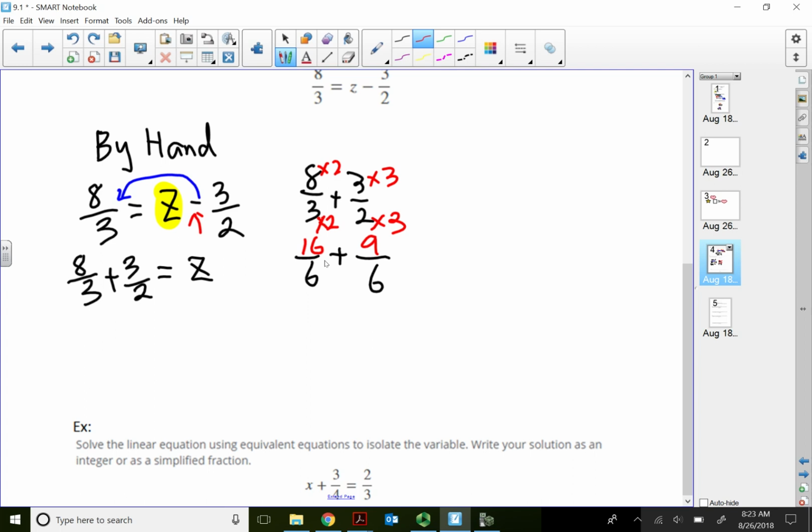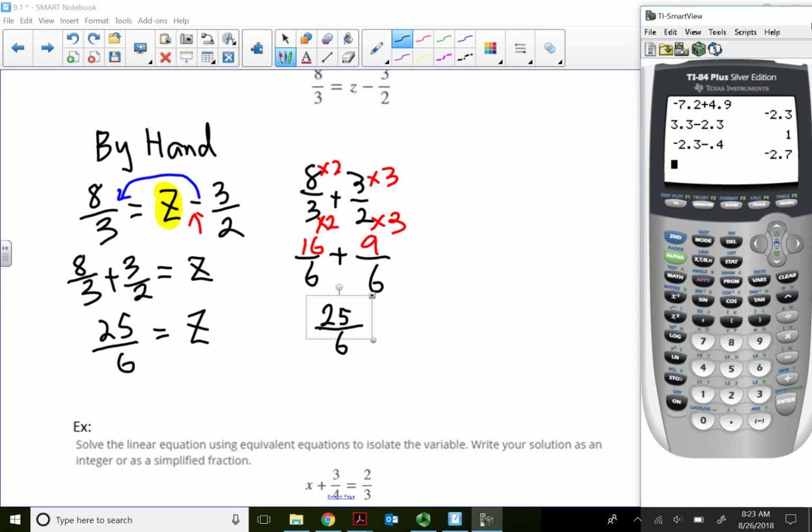So now 16 plus 9 on the numerator will give me 25 over 6. And 25 over 6 cannot be reduced. So my answer, Z equals 25 over 6. All right, so I want to show you how to do this by hand, kind of refresh your memory on how to add or subtract fractions. Very important that you remember how to do this operation of fractions by hand. In this class, with other modules, we will do quite a bit of these involving algebraic expressions.